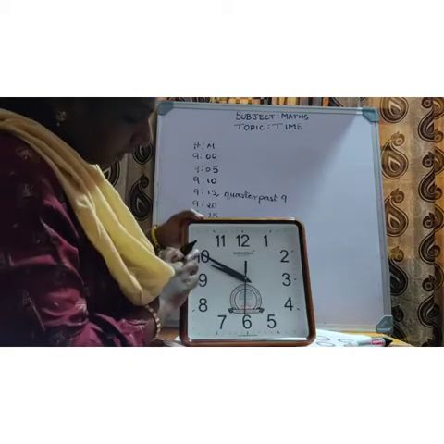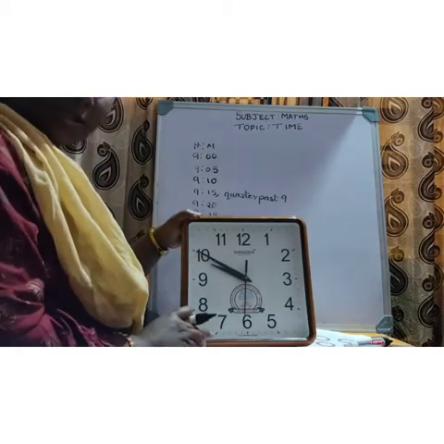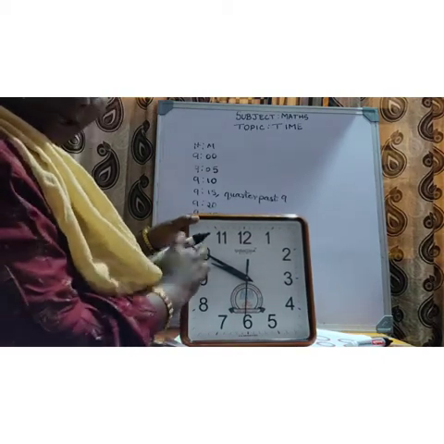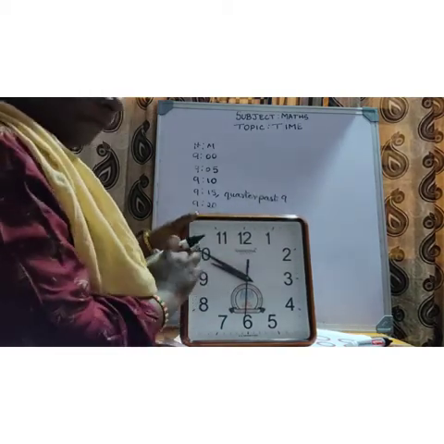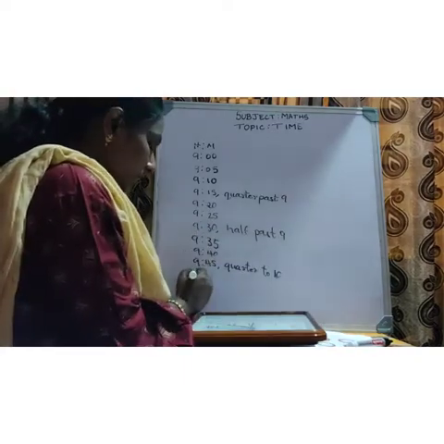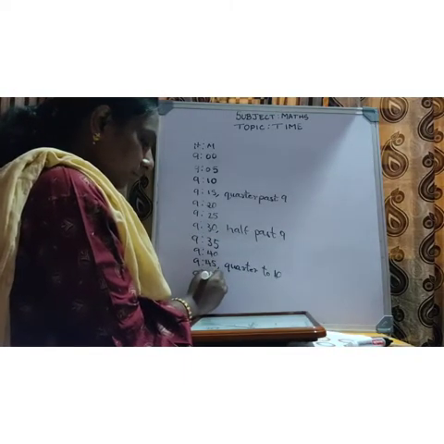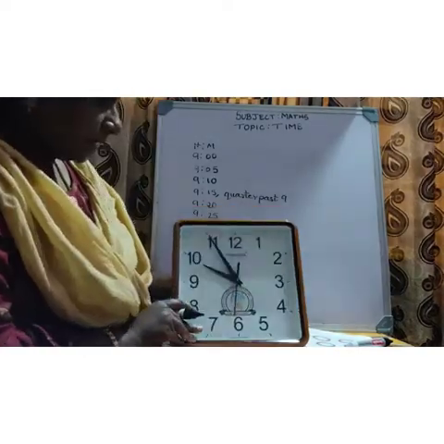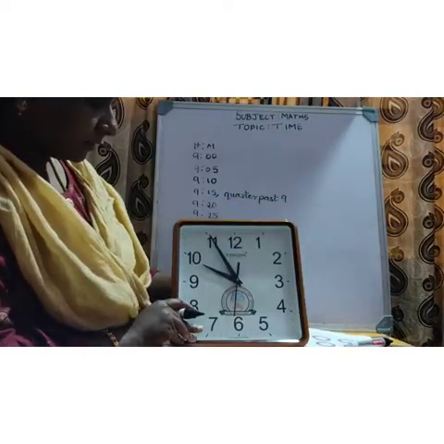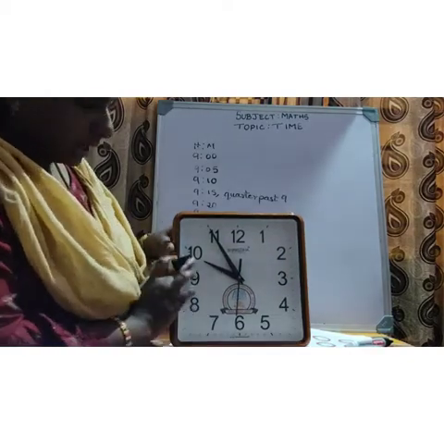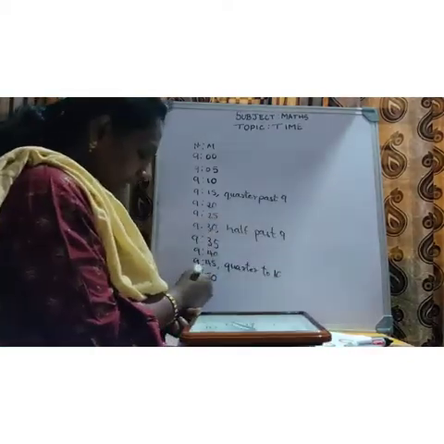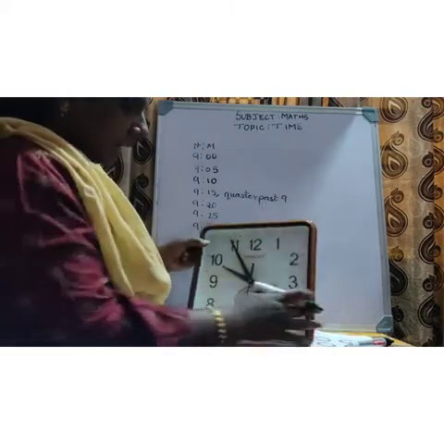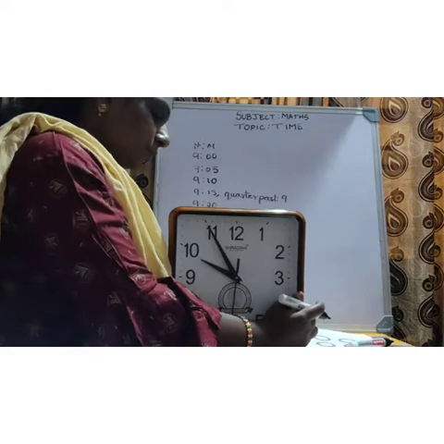Okay. If the minute hand is at 10, what is the time? It is 10 into 5. 9:50. What is the time, children? It is 9:50. Okay. Same way now, if the minute hand is at 11, what is the time? It is 9:55, and as usual it is for the full hour.